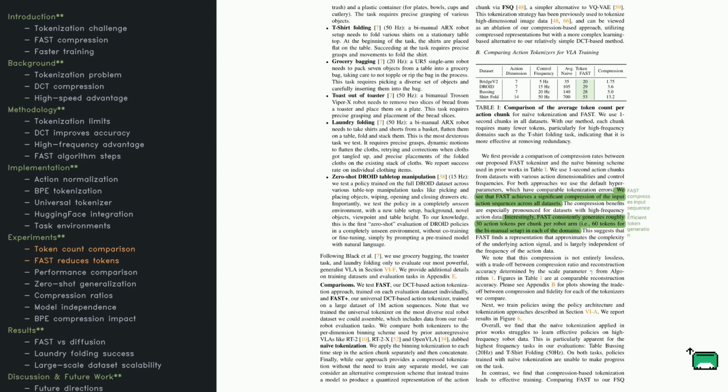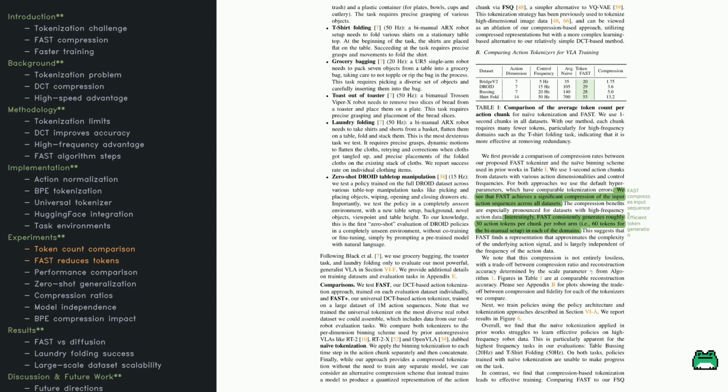Take the shirt folding dataset, for instance. The naive method comes in at 700 tokens per chunk. FAST slashes that to 53 tokens, giving you about a 13x reduction. Even on slower tasks, FAST usually cuts the token count nearly in half. Why is that important? Fewer tokens mean the model can spend its effort on learning rather than churning through noise. Sure, there's some loss because of compression, but the experiments show that the default settings strike a good balance between saving tokens and keeping important details.